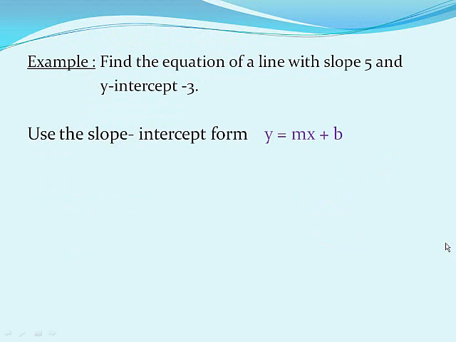Find the equation of a line with slope 5 and y-intercept -3. Here we can use the slope-intercept form, y equal to mx plus b. So identifying the slope as 5 given and b as -3, I can write the equation as y equals 5x minus 3. So this is going to be the answer here.